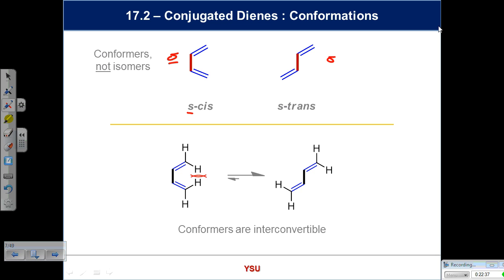And I'm going to refer to this as S, for sigma. Around that sigma bond, the red bond that's highlighted in the molecule, you can have hindered rotation, so you can get the possibility of different conformations, somewhat like a Newman depiction.